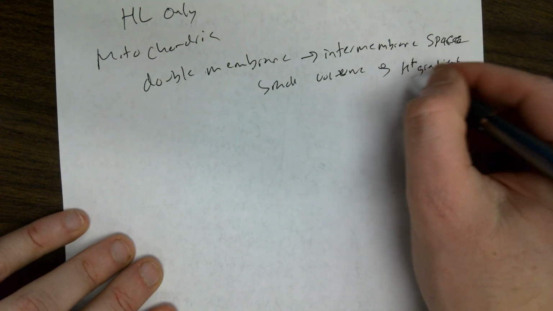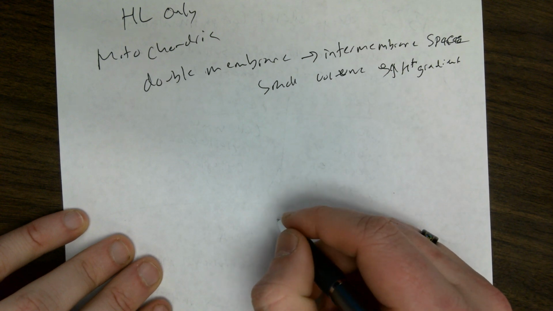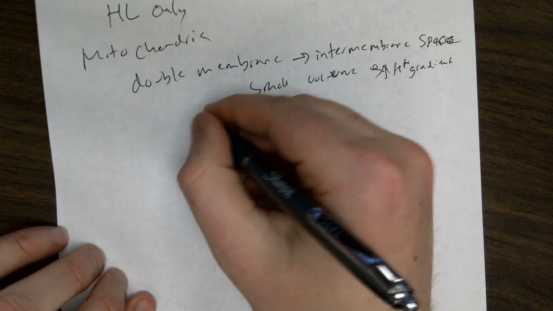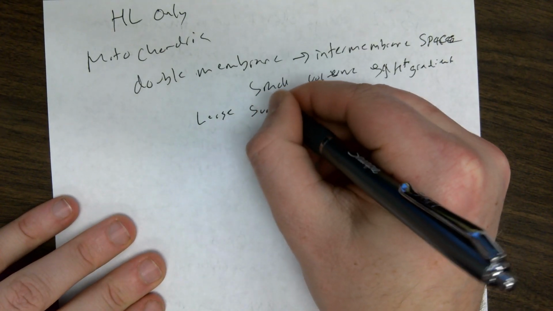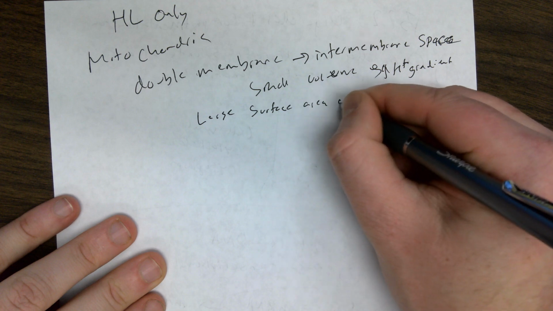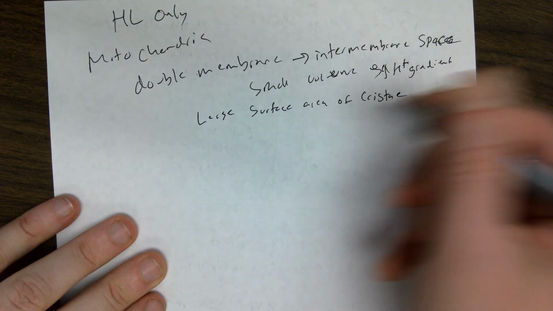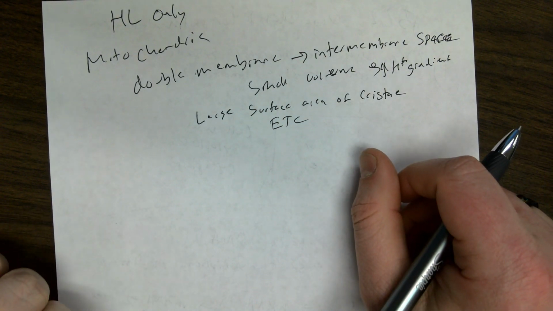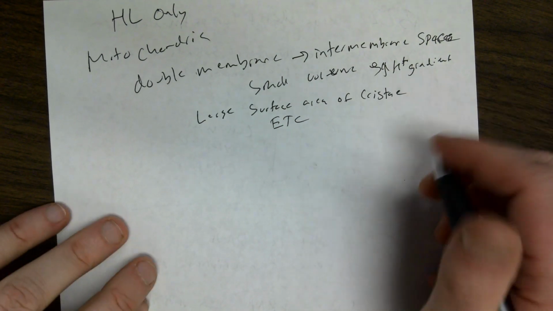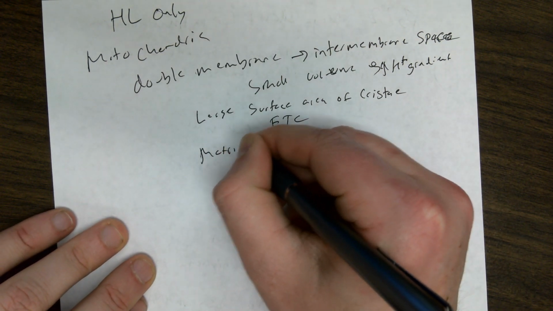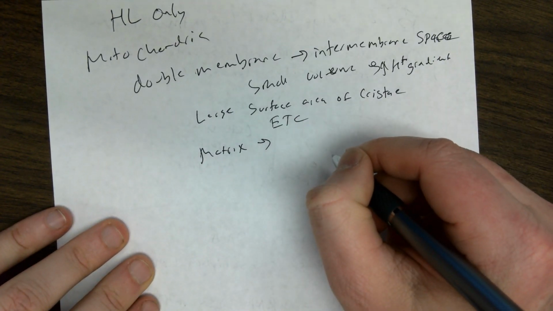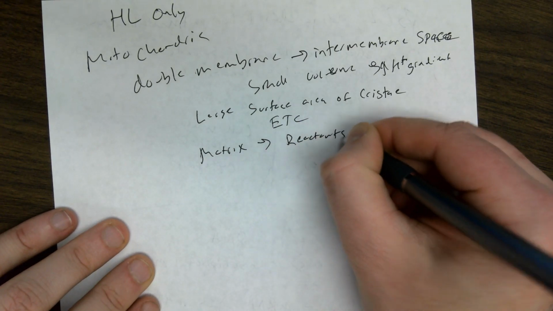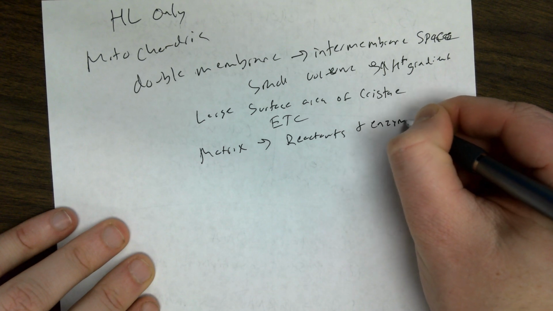So if you have a small volume, you can get a much higher proton gradient, and so that'll help with the ATP synthase. You have a large surface area of the cristae. So a large surface area means more ETC, and so you can embed more proteins into the membrane because you have a larger membrane. And then the matrix is that concept we talked about in the last part about putting all of the reactants and enzymes together. And what process happens in the matrix?